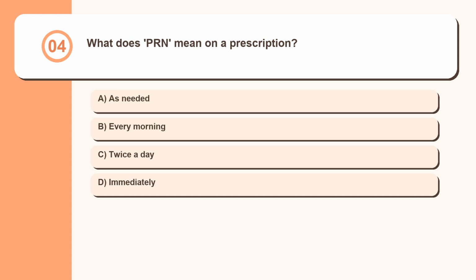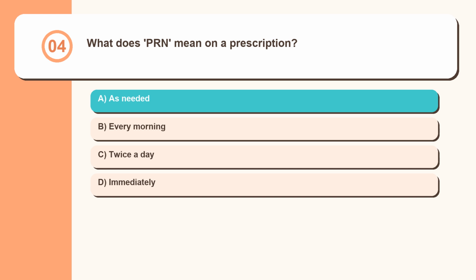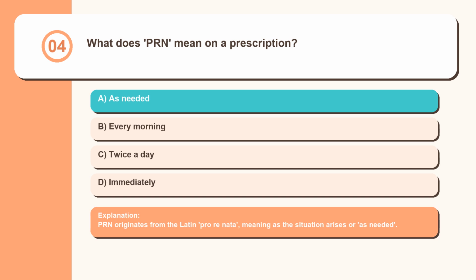Question 4. What does PRN mean on a prescription? As needed, every morning, twice a day, immediately. PRN originates from the Latin pro re nata, meaning as the situation arises or as needed.